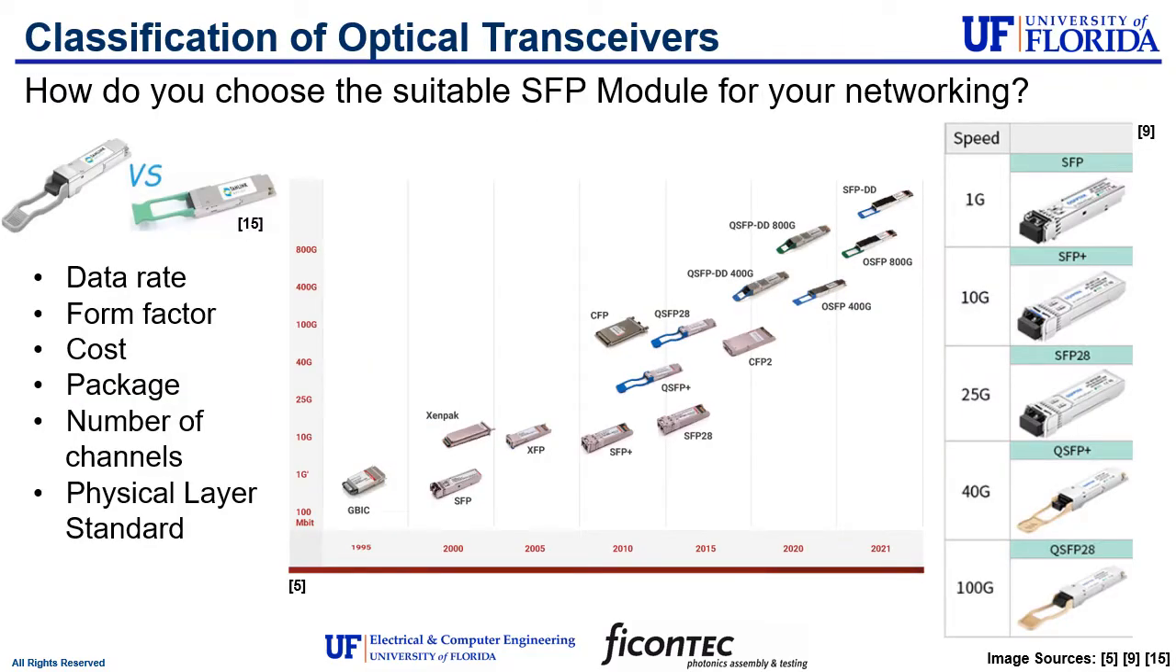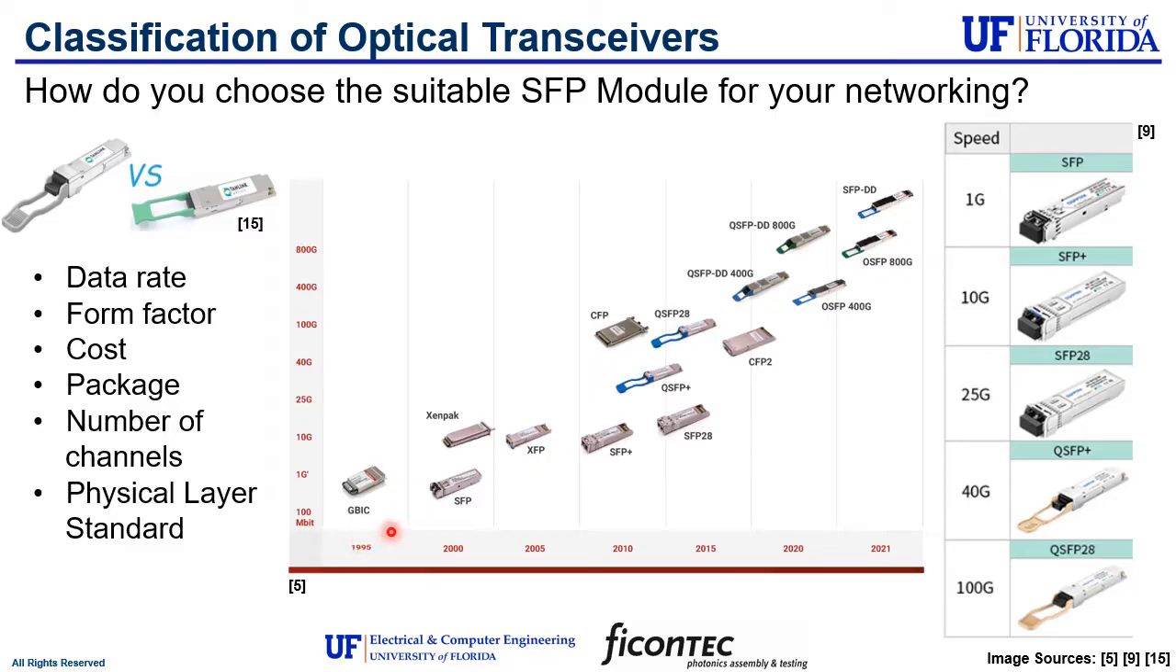Transceivers are most often evaluated by the speed that they can transfer data, but they can also be classified into other categories like form factor, package type, what industry standard they follow, and how many channels they have. Now, one of the first standard optical transceivers ever mass-produced was the Gigabit Interface Converter, or GBIC, in 1995, and it was capable of a data transfer rate of about 1 gigabyte per second.